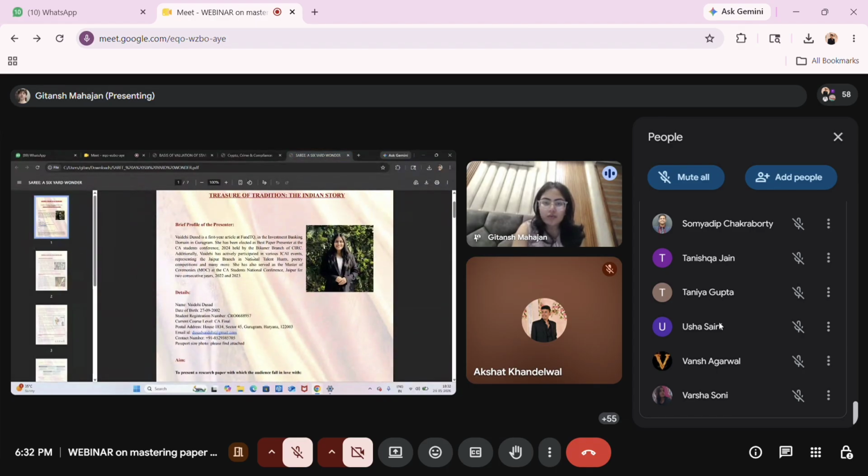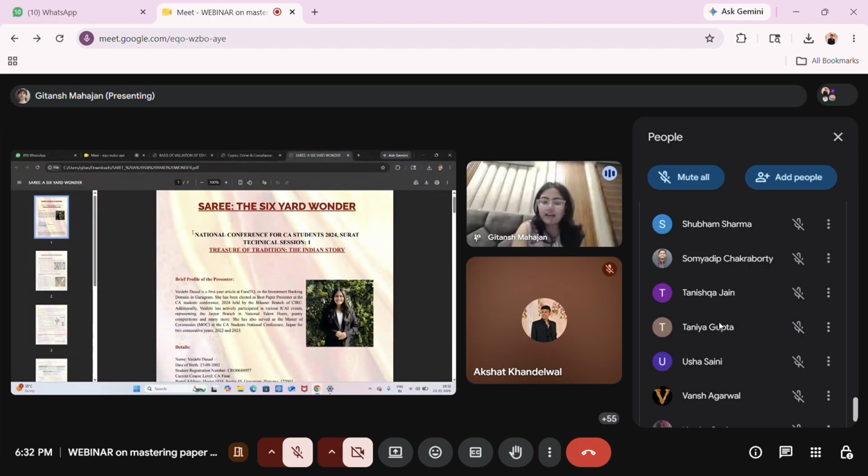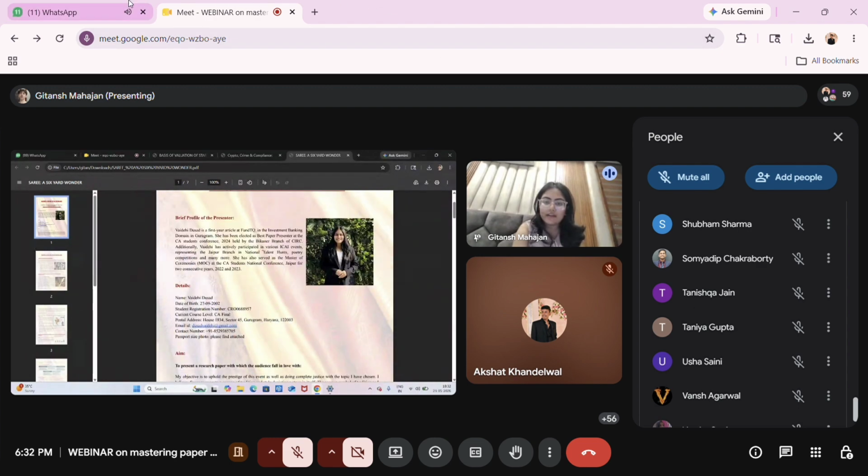This is the third paper, which is my own paper. Like I mentioned, I have put the entire information about my paper at the start. There is this brief profile of mine and the details and the aim and objective of what I want to portray through this information. So all of these three things are three different styles of presenting the paper, but all three are the ones that got selected.